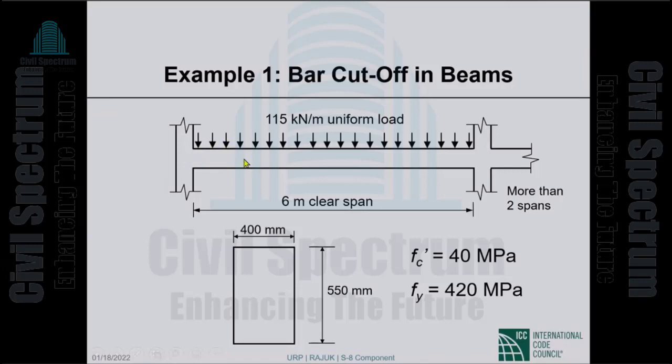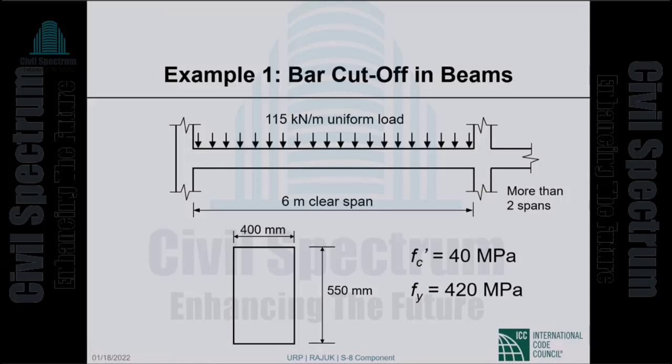A beam, this is the end span. It continues over several spans, more than 2, it says. 115 kilonewton per meter is the uniform load. 6 meter clear span. We are using deliberately the same beam for different examples, so you can compare, put things together.